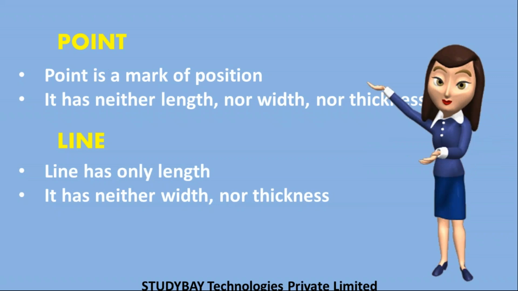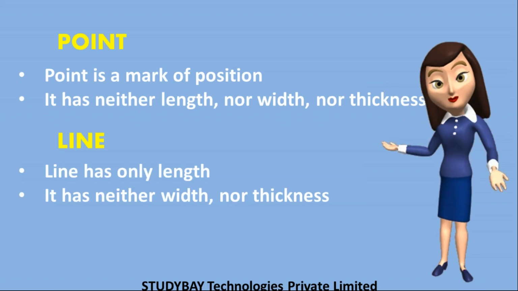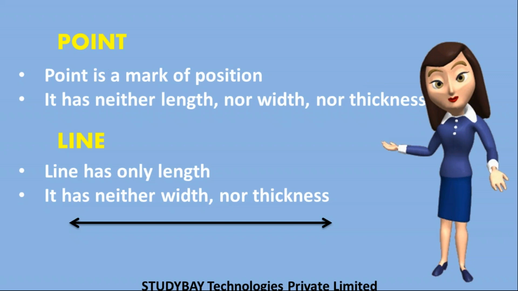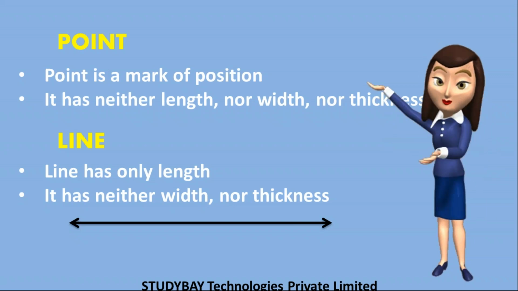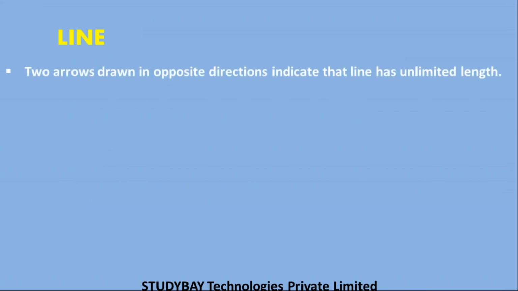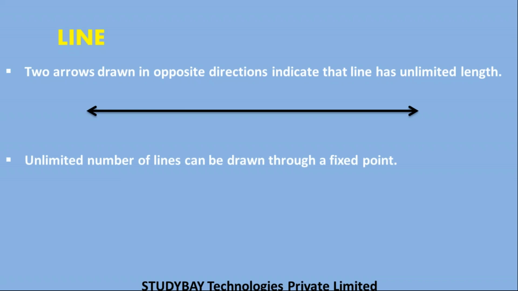Similarly, line. A line has only length. It has neither width nor thickness. So you can draw a line by two different arrows pointing in two different directions. This shows that the line is extending throughout. Two arrows drawn in opposite directions indicate that the line has unlimited length, just like over here.